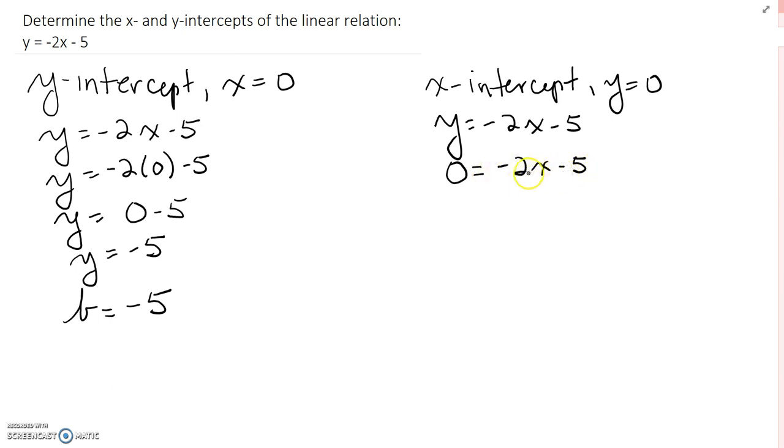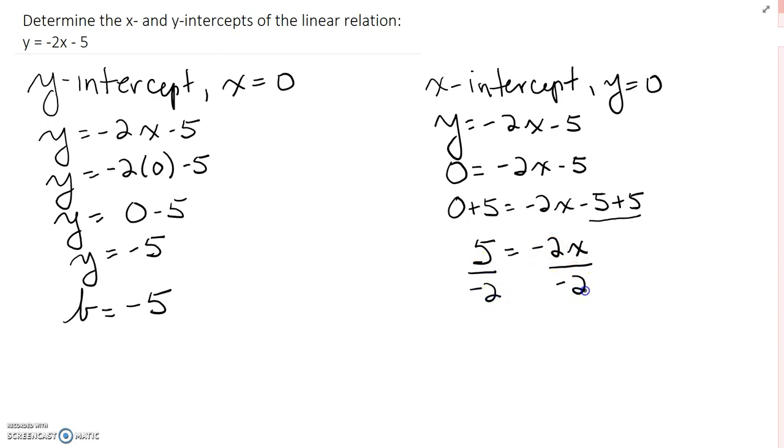So we need to isolate the x term, and so I will start by adding 5. 0 plus 5 is equal to negative 2x minus 5 plus 5. And we can see that minus 5 plus 5 is equal to 0. So we will now have 5 is equal to negative 2x. And to solve for 1x, I'm going to divide both sides of the equation by negative 2. And I will have that 1x is equal to negative 5 halves. So the x-intercept is negative 5 halves.